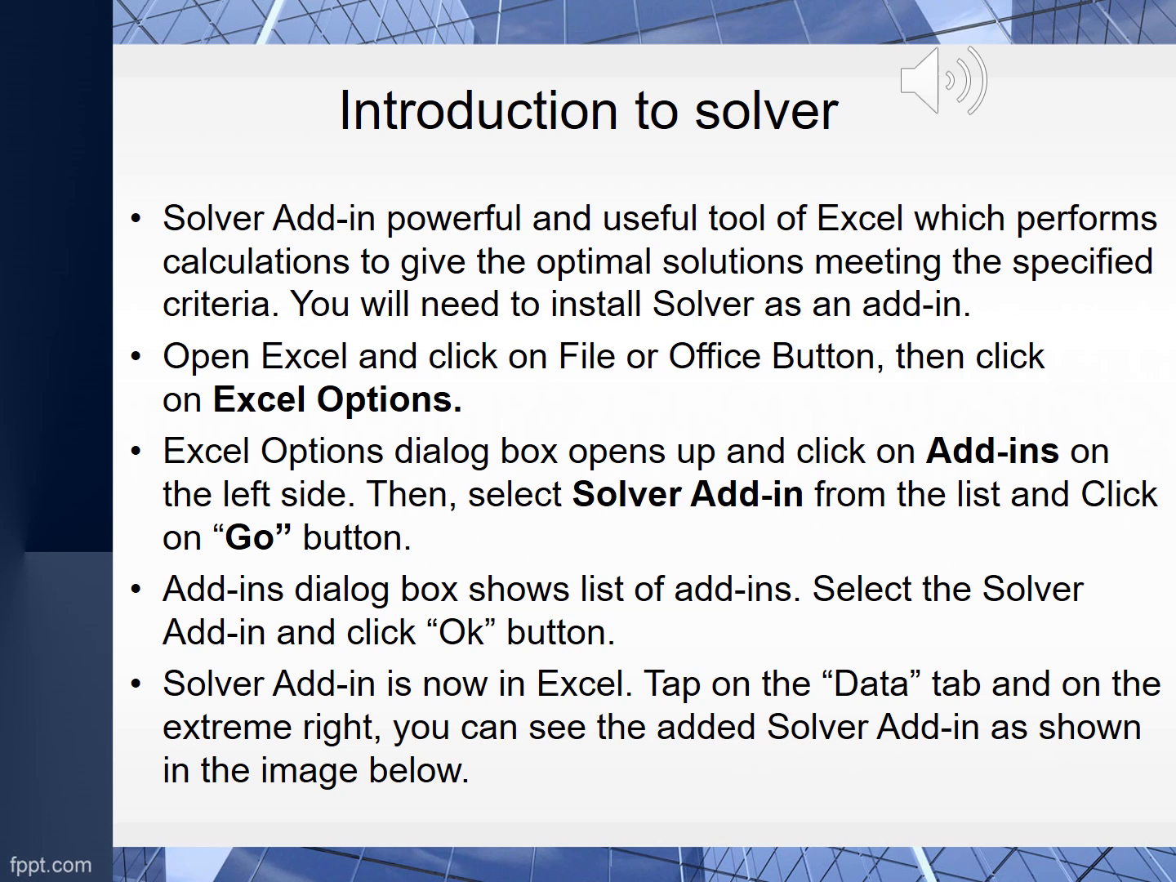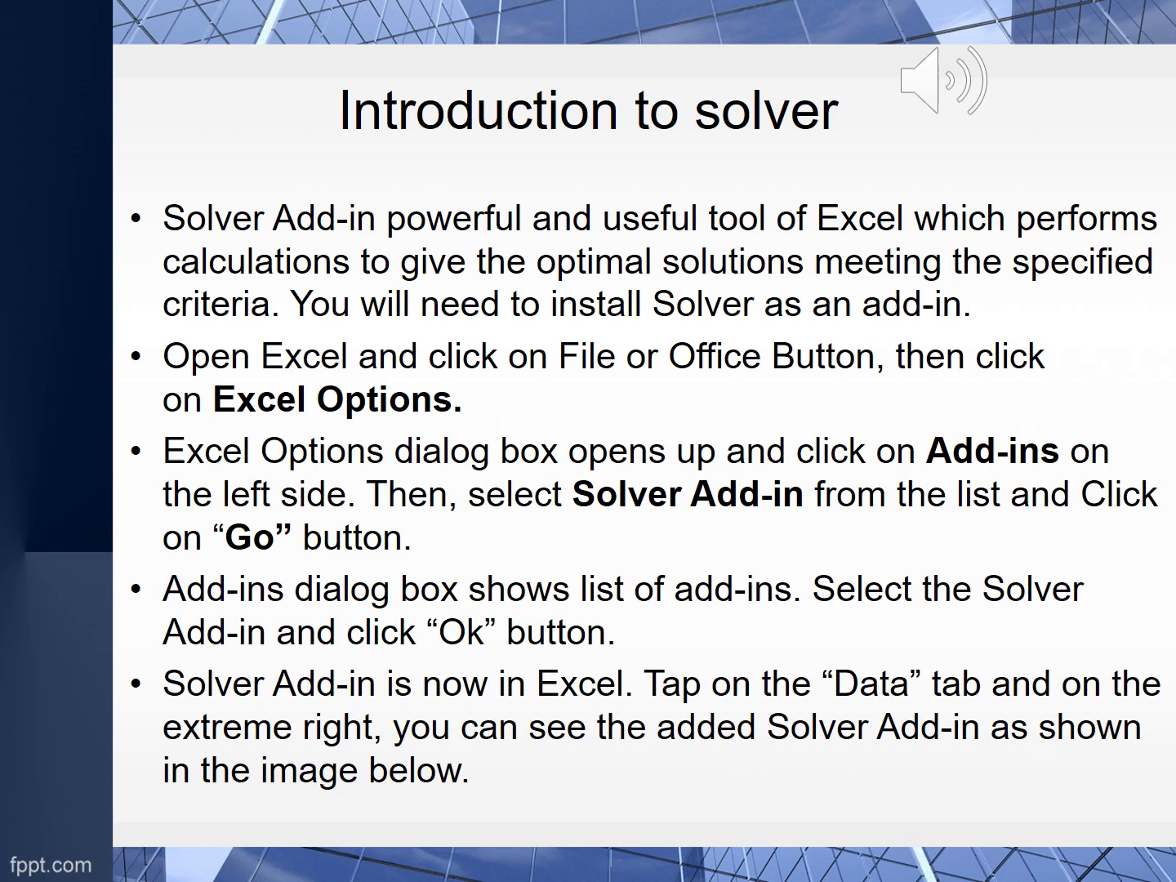The Solver add-in is a powerful and useful tool in Excel, which performs calculations to give the optimal solutions that meet a specified criteria. You will need to install Solver as an add-in, and to do that, you click on File or Office button and then click Excel Options. You will then click on Add-ins on the left side and select Solver Add-in from the list and click the Go button. The Add-in dialog box shows the list of add-ins, so select Solver and click OK.